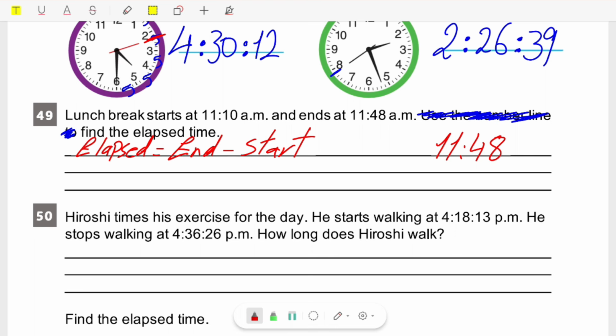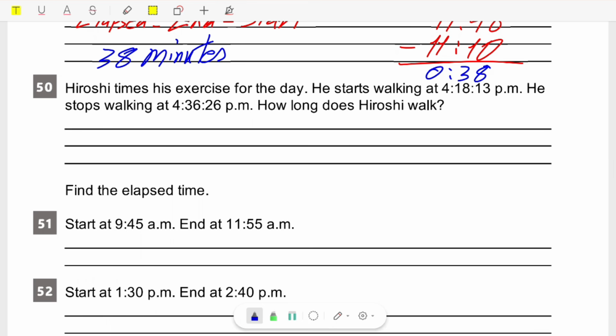11:48. The end time should be at the beginning because we are subtracting, so the end time will always be the bigger number. So start with it all the time. So 11:48, and here is 11:10, and then subtract. So 8 minus 0 equals 8, 4 minus 1 equals 3, and 0. So it means 0 hours and 38 minutes. So the elapsed time here is 38 minutes. Okay, let's go to the next question.